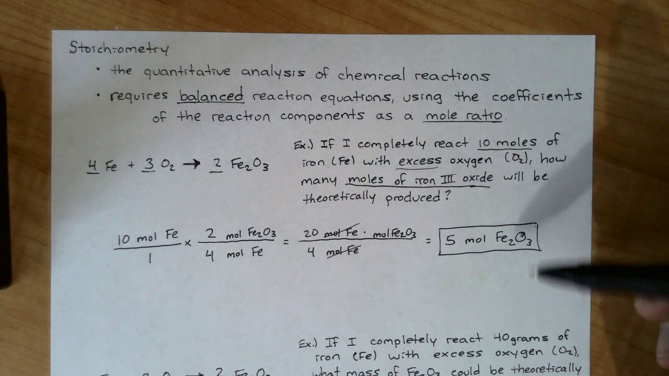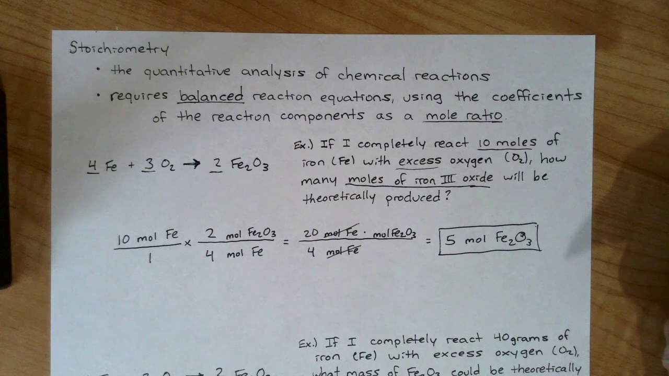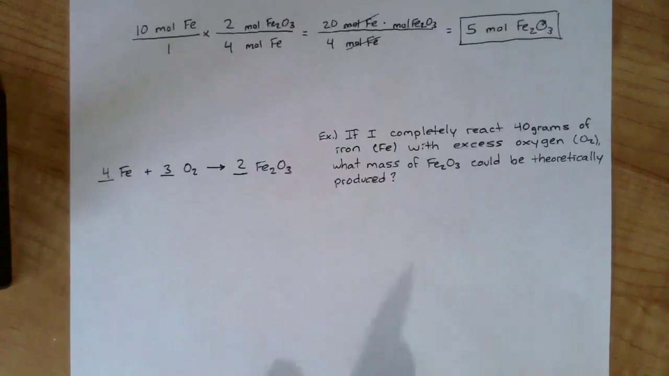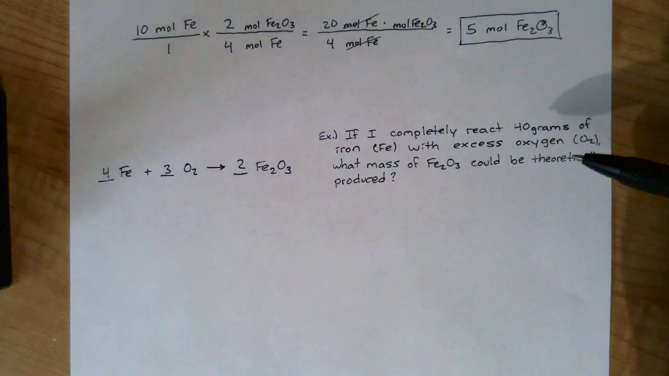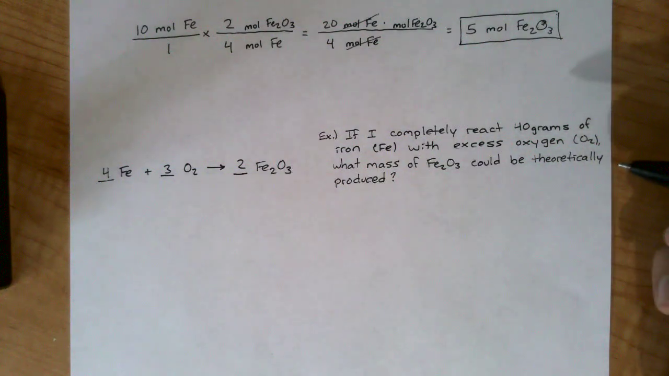Maybe I'll get a little bit of water in there by accident and that'll make me have what seems like 5.05 moles of iron 3 oxide, though we know that's impossible because that would violate the law of conservation. So that's the basics of a mole to mole conversion, and we'll see more complicated scenarios like this where we convert between mass, moles, and then moles back to mass again.